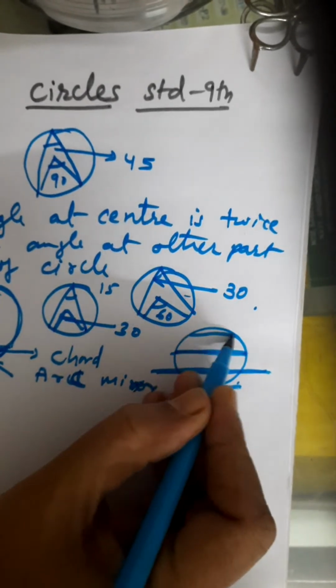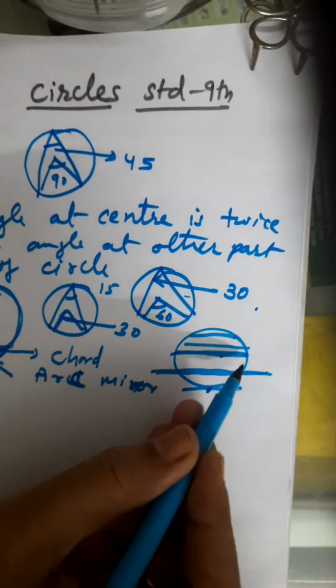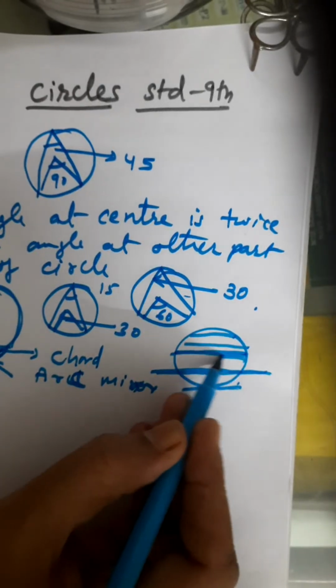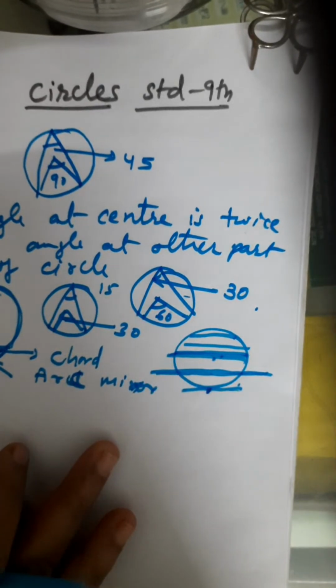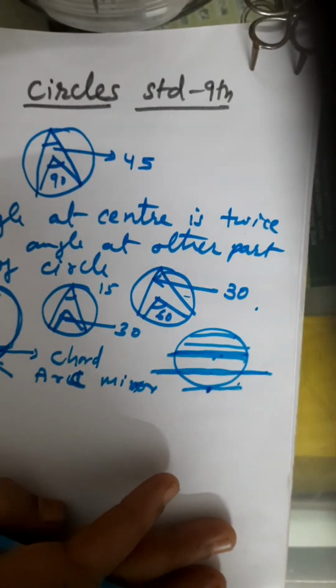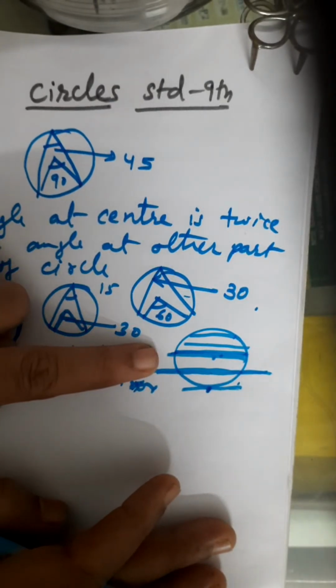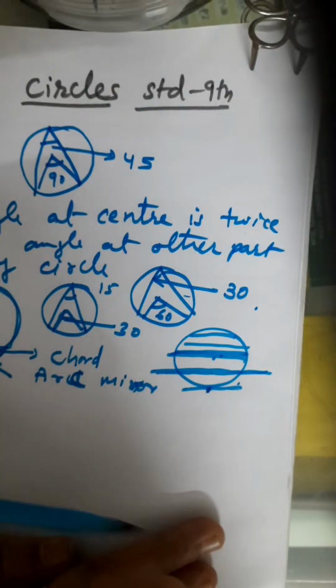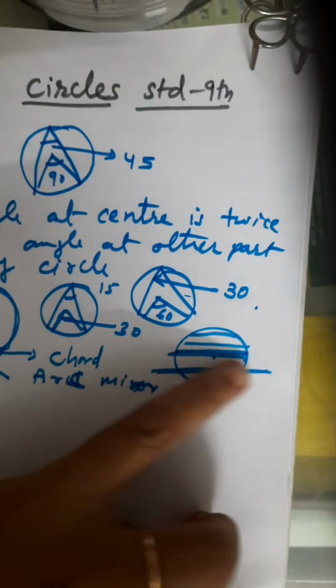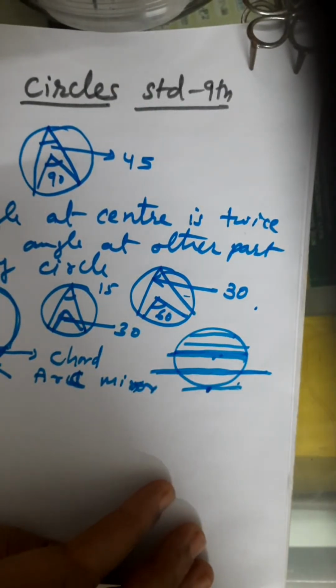For example, this is one chord, this is one chord. So among all the chords, the line which passes through the center is the longest chord. This again can be a 1 mark question. What is the longest chord of the circle? Longest chord of the circle is the diameter. Diameter is the longest chord of a circle.